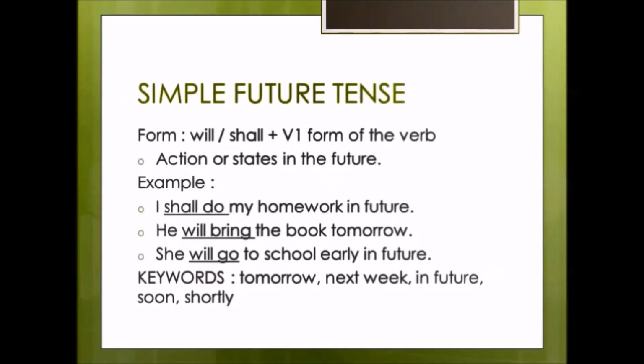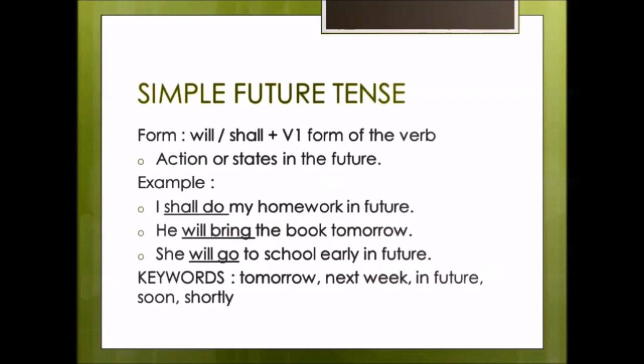The next type of tense is simple future tense. The structure of simple future tense is will or shall plus V1 form of the verb. You use shall in the place of I and we, and you use will in the place of he, she, it, they. So based on your subject, will and shall get interchanged. The simple future tense is a verb tense that expresses actions or states in the future. The future tense is used to state some action that is going to happen or will or shall happen later on. For example, I shall do my homework in future.